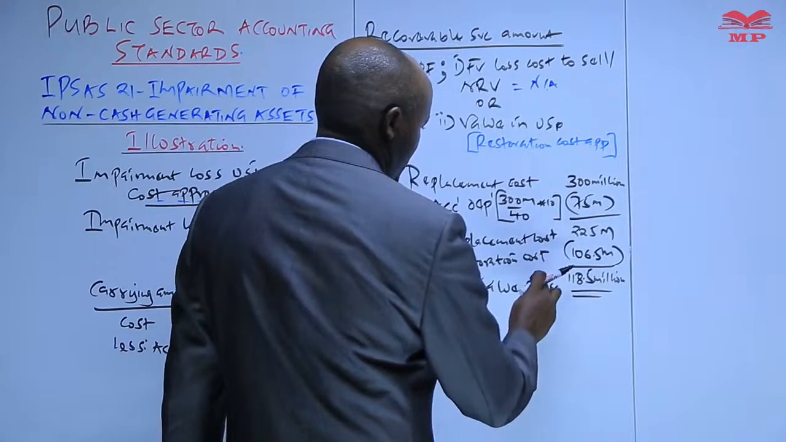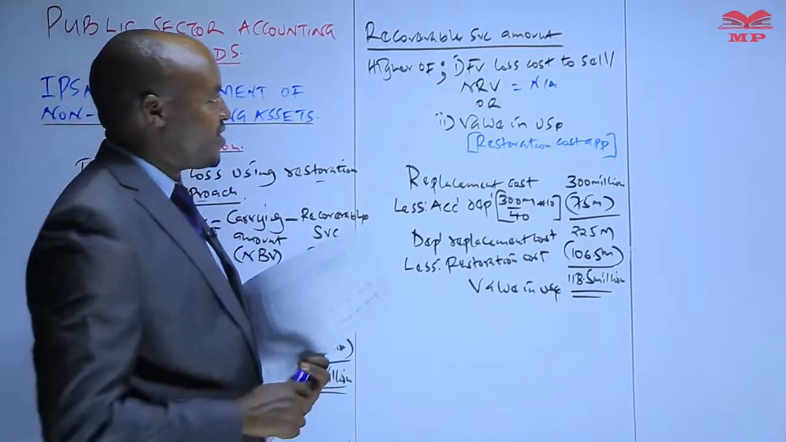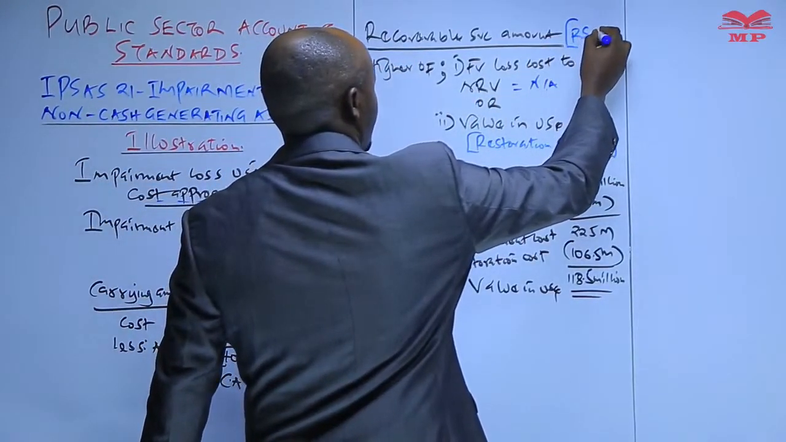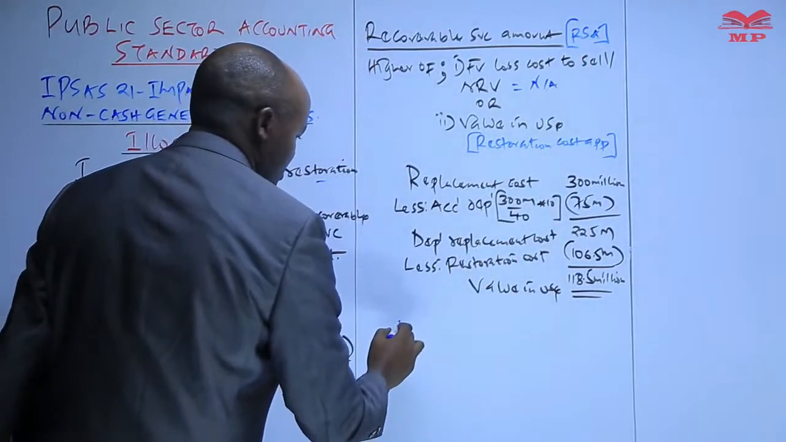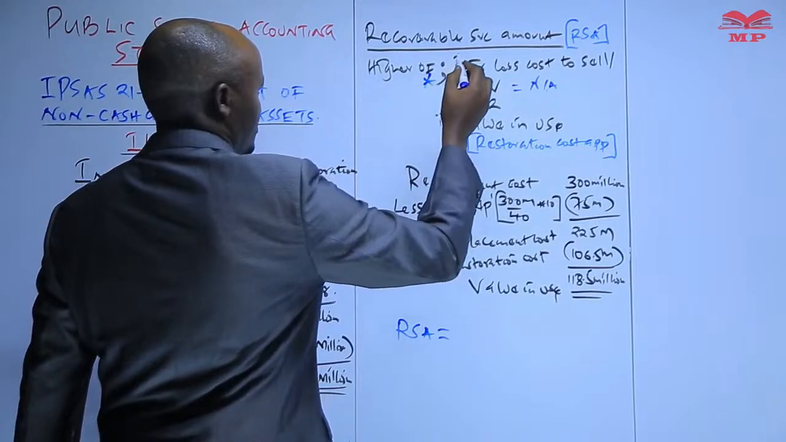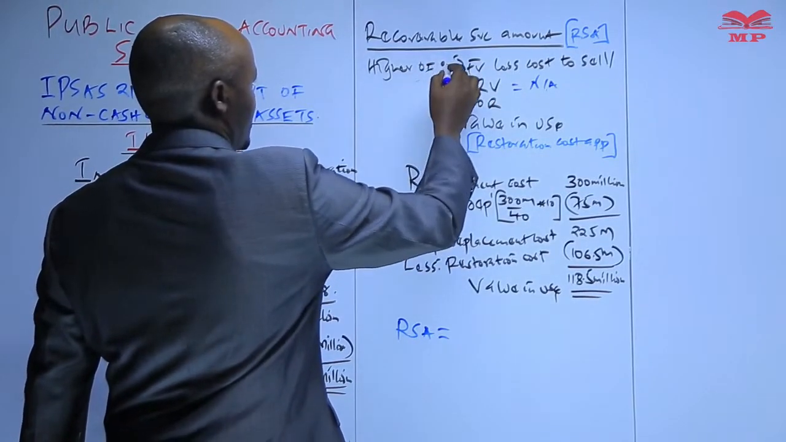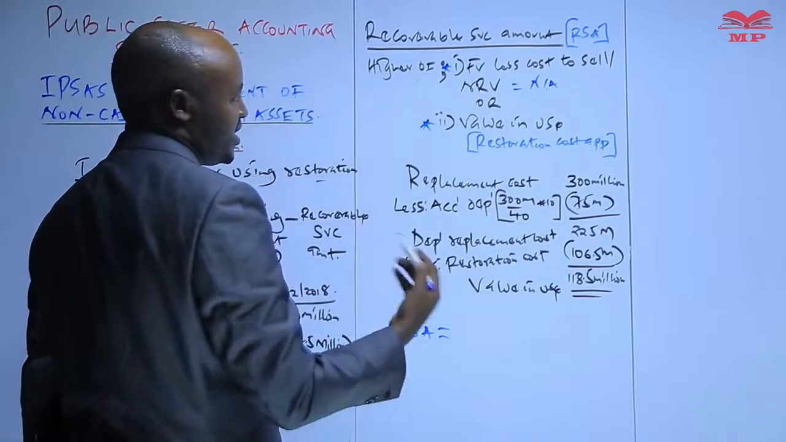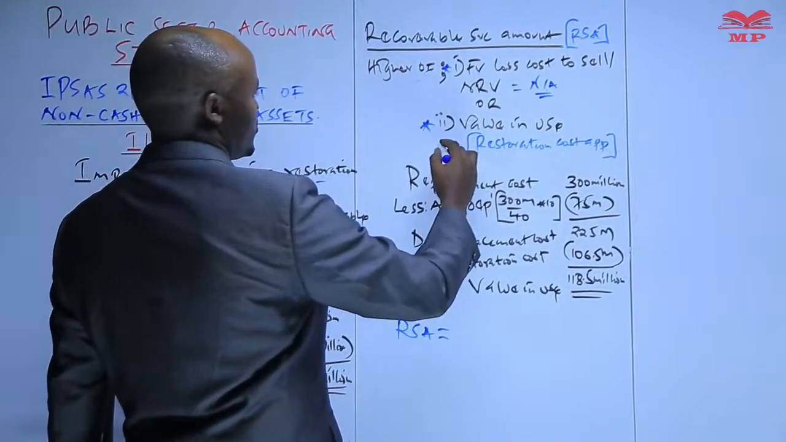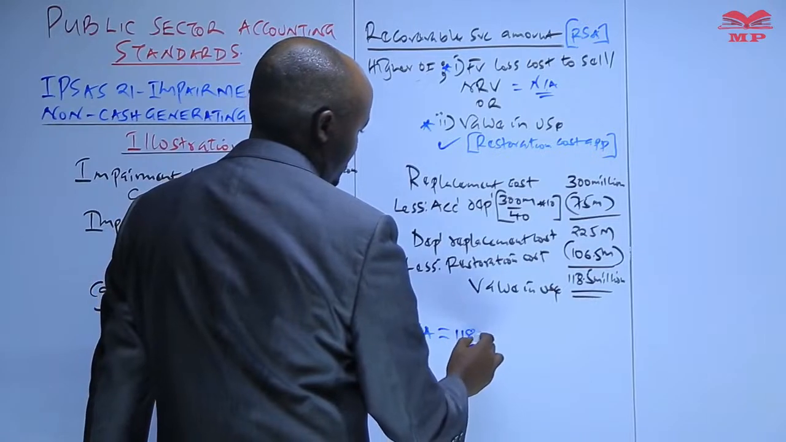The value in use. So having the value in use, next what we need to do is to determine now the recoverable service amount. The recoverable service amount should be the higher of these two values. Should be the higher of what? Of the fair value less cost to sell, this one, and the value in use. And taking into account that we don't have this value, it is obvious that our recoverable service amount will be equal to the value in use. So therefore the recoverable service amount is 118.5 million.